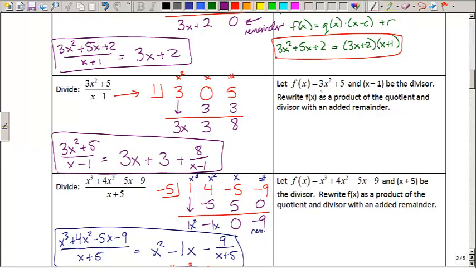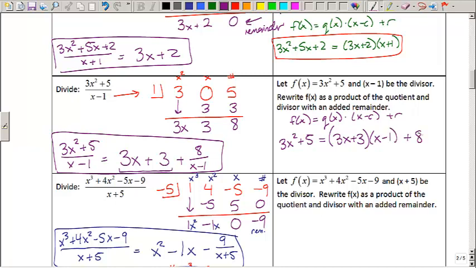Next, if f of x is the numerator, 3x squared plus 5, and the divisor is x minus 1, we're going to rewrite f of x as a product of the quotient times the divisor plus the remainder. In this case, we have 3x squared plus 5 is equal to the quotient. Notice the quotient is just the whole terms, times the divisor x minus 1 plus the remainder 8. You don't include 8 when you're writing out your quotient.